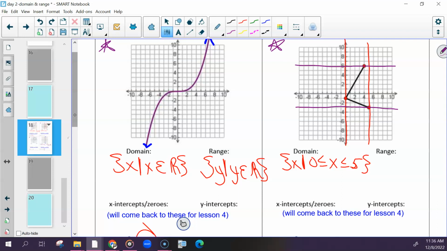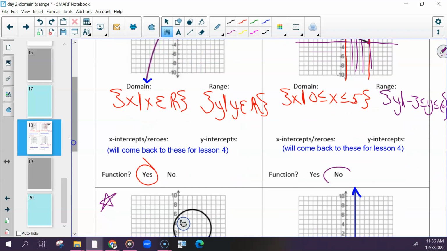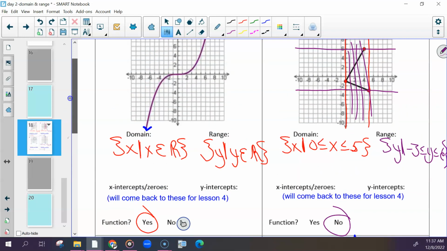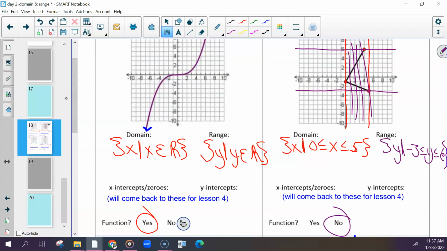What's our range for this one? -3 to what? Is this one a function? No. Questions on that one? Yes. Yeah, it's 0. It starts at 0 because it's on the y-axis.